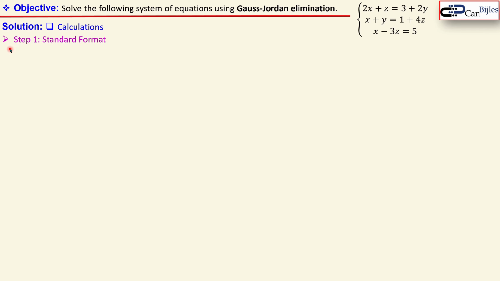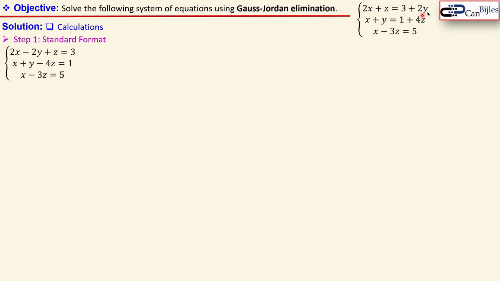First step is put this system of equations in the standard form. We also saw that in the example of the Gaussian elimination. So what we want is to have x, y, z equal to a constant. This form we need to have also in the second and the third equation. So I need to look at the first equation. Do I need to change this?